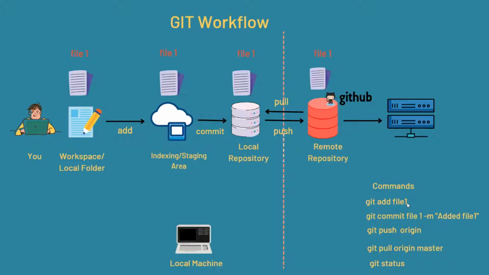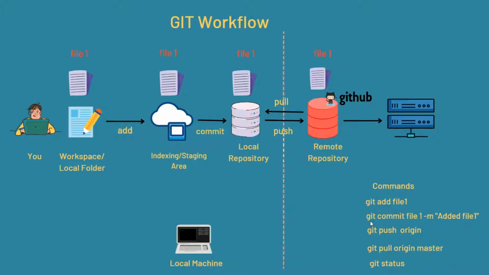Now, moving to the next stage, we will be committing the changes into our local repository. And how can we do that? By executing a simple command, git commit file 1, and adding a comment to it.